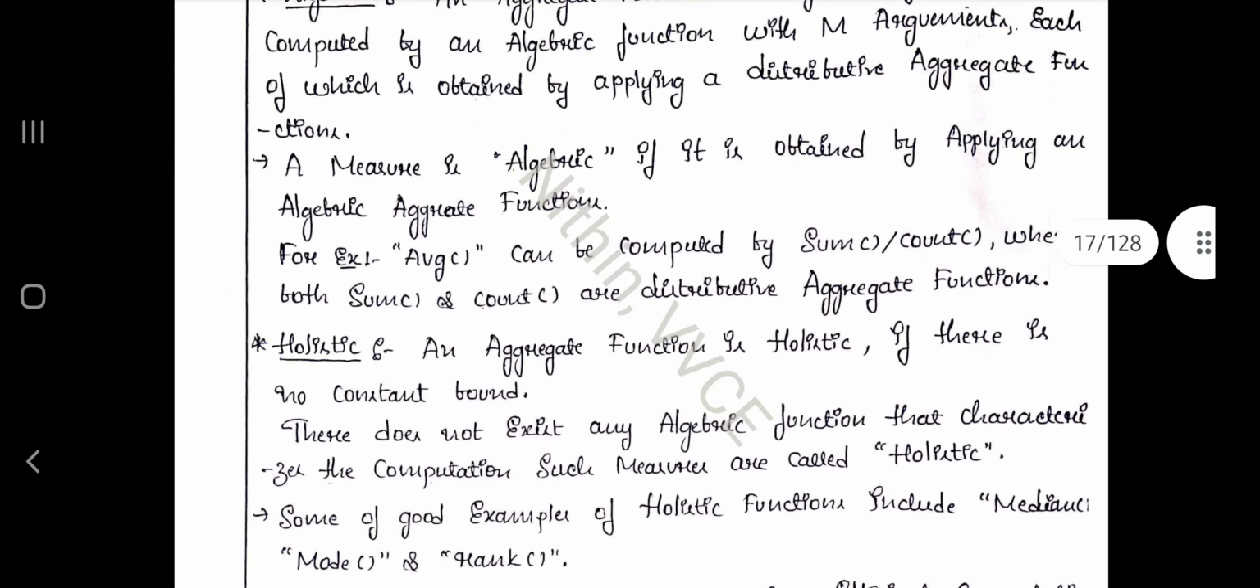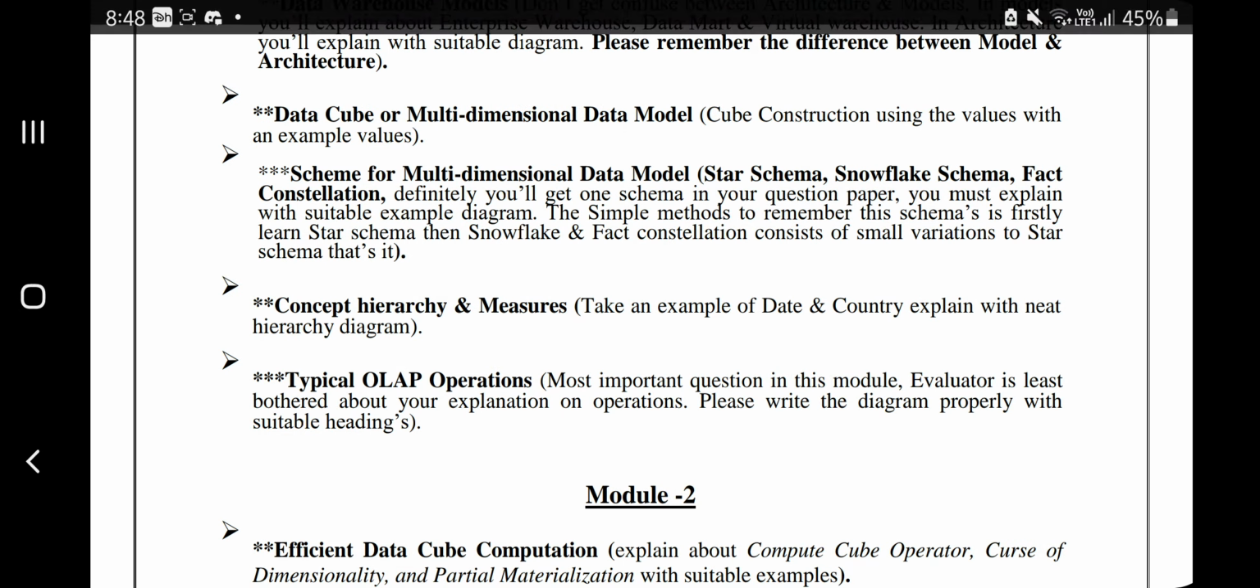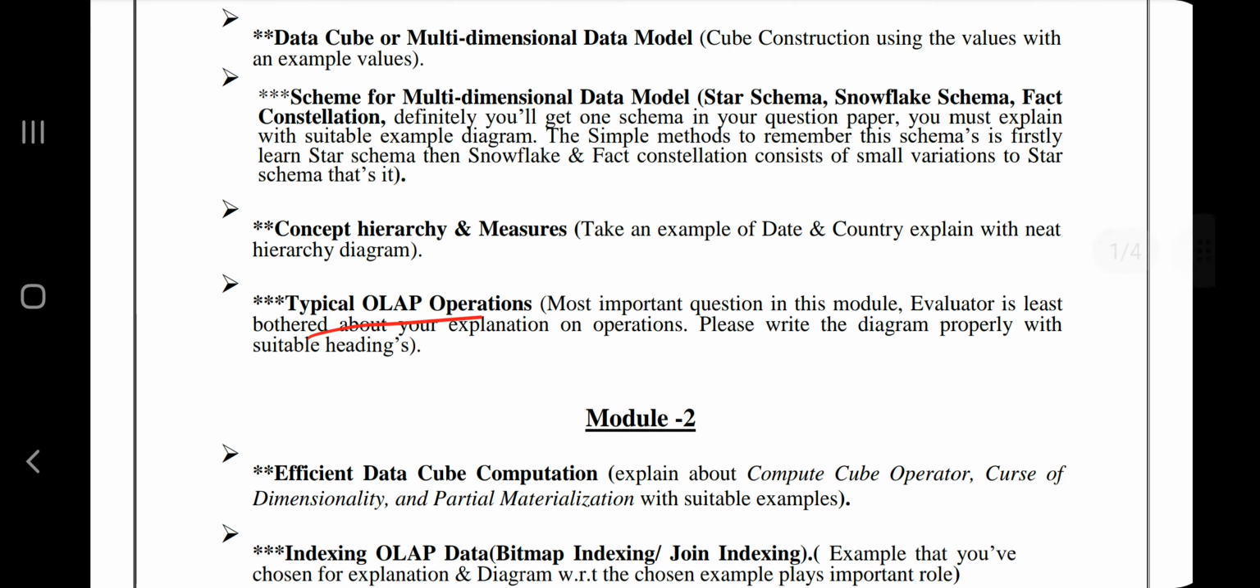The last one is the holistic. In the holistic we don't have any parameters, there is no constant bound, same as algebraic function but there is no constant bound. That's the main key point, and the examples are also given, you can go through it. Then you have the last one which is the OLAP operations.